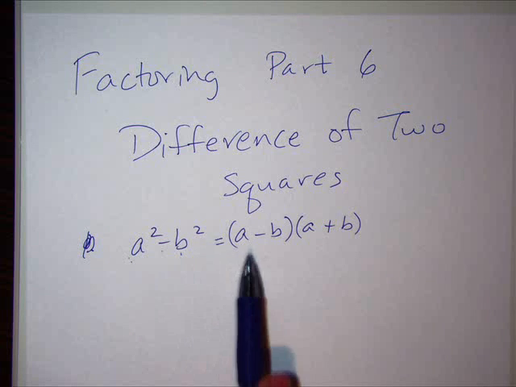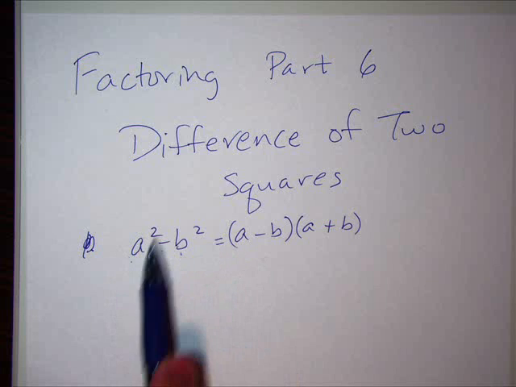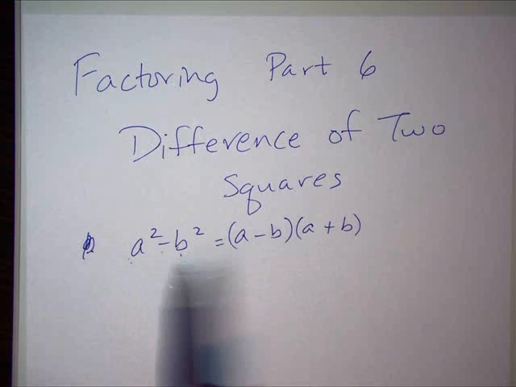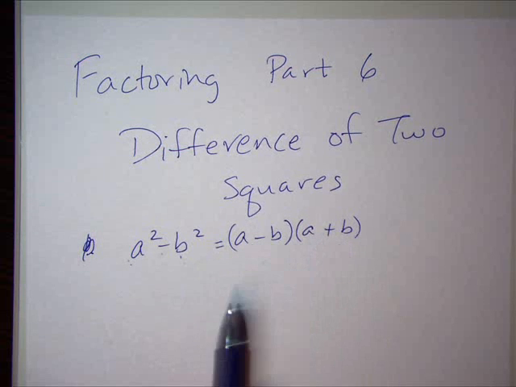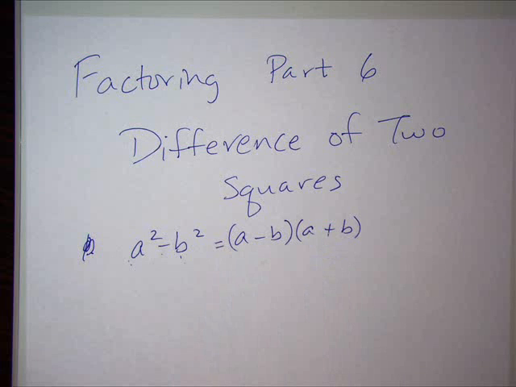And when it factors, you're going to get the square root of the first term, the square root of the second term, and minus, plus. The order of this doesn't matter. You can have A plus B, then A minus B. That's it. Alright, I'm going to work some examples.